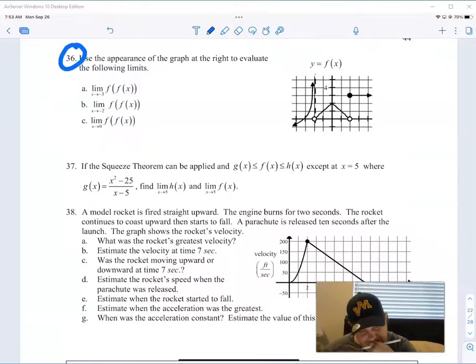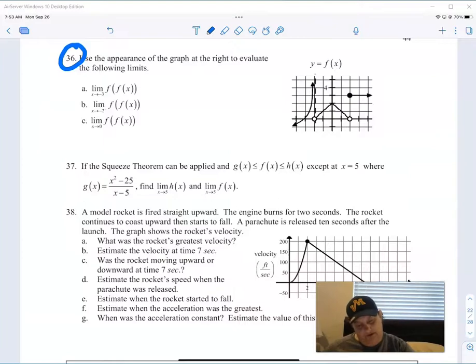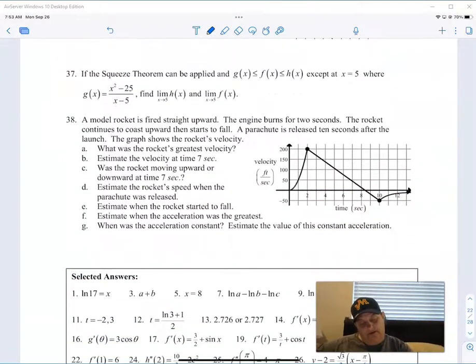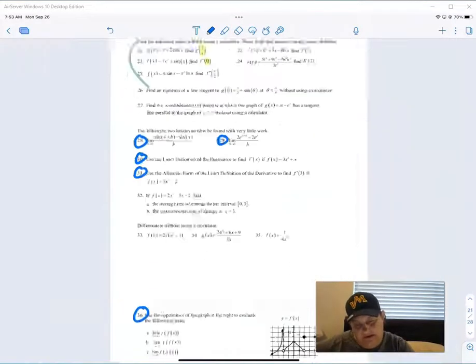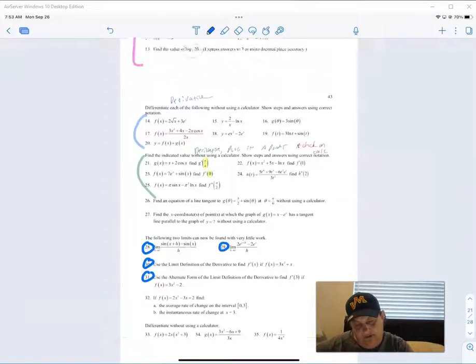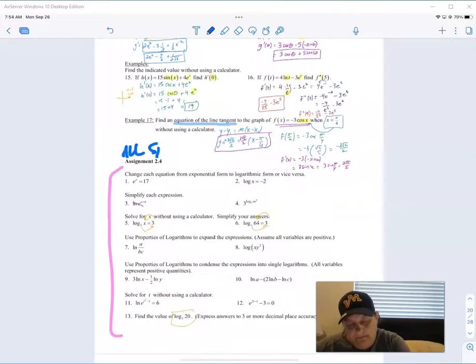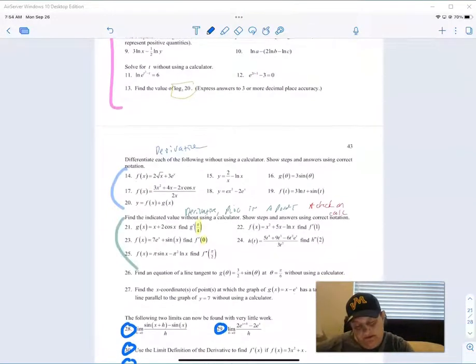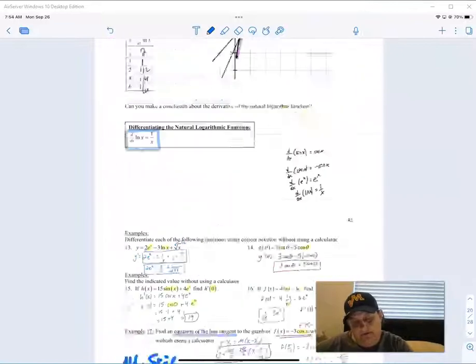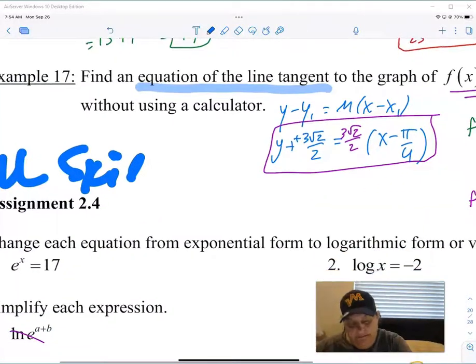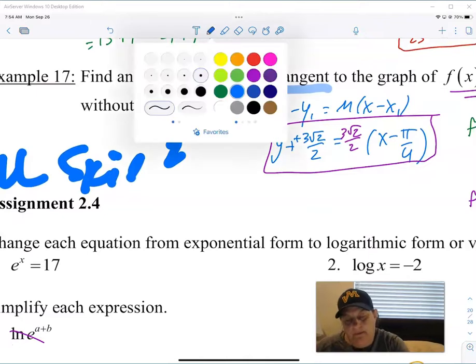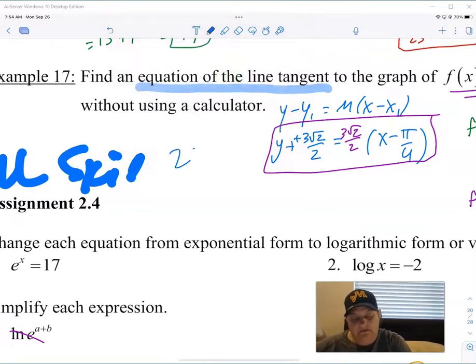You can skip 36. You can try 37. I'd like you to do 38 also. So let's do all of them except for the ones I circled: 28, 29, 30, 31, 36.